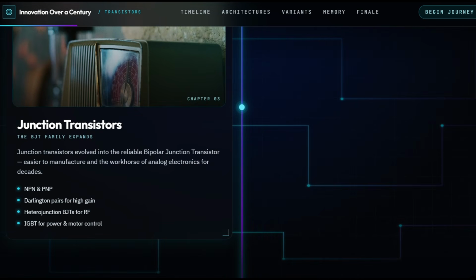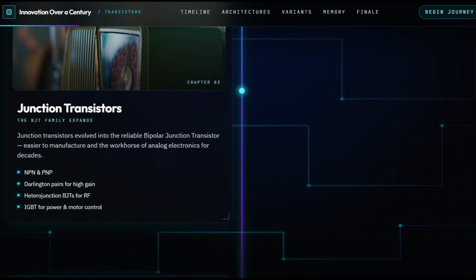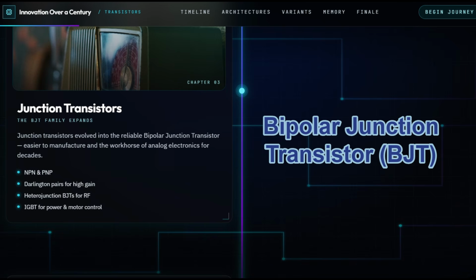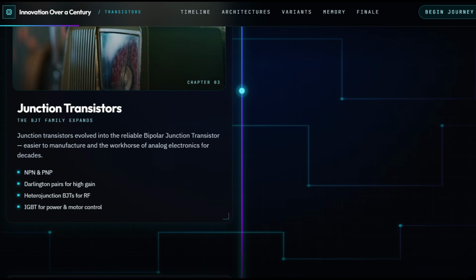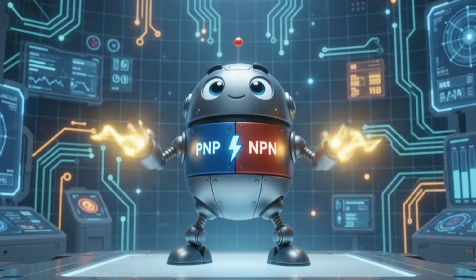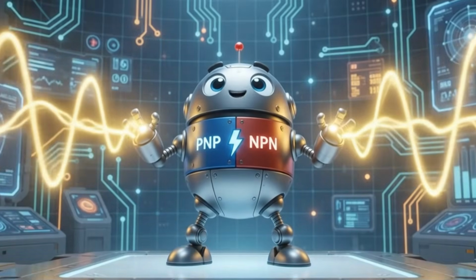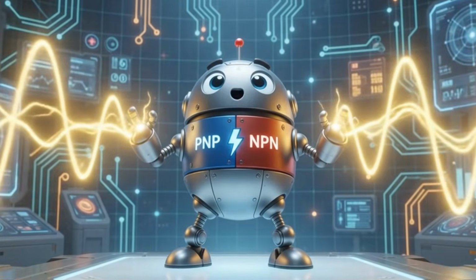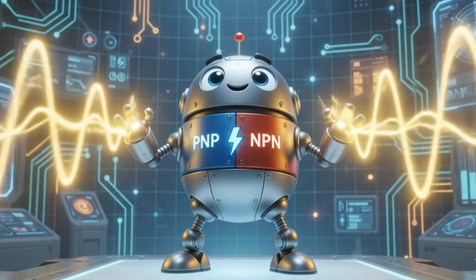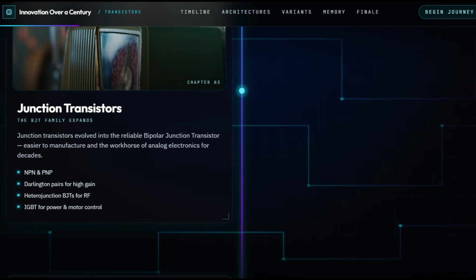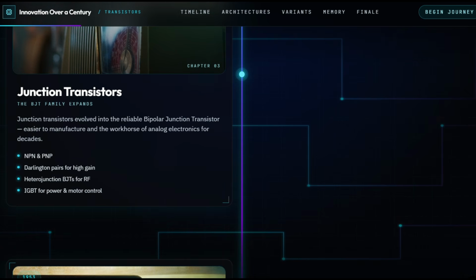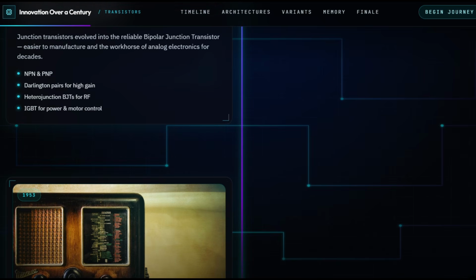Soon after, in the early 1950s, the junction transistor, which later evolved into the bipolar junction transistor, BJT, became the standard because it was more reliable and easier to manufacture. This family continued growing into NPN and PNP transistors, Darlington pairs for higher gain, heterojunction BJTs for high speed communication systems, and IGBTs for motor control applications.